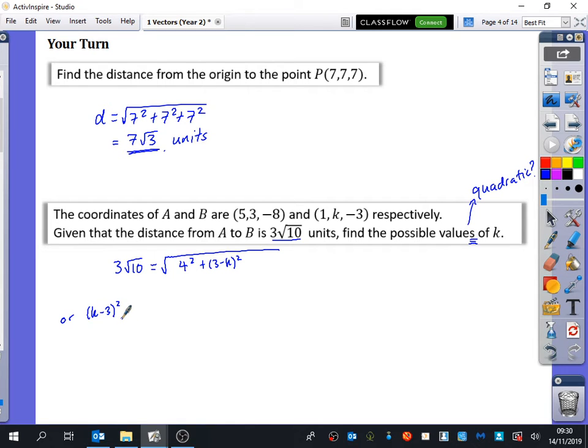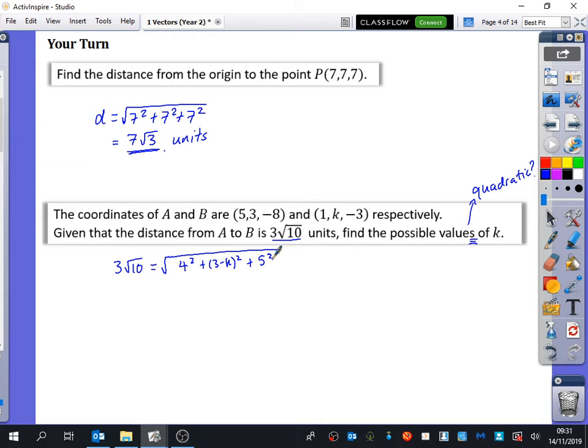Okay, so you could have done it with k minus 3. I probably would have done k minus 3, just because I feel like that's more familiar for my brain to recognize than this. But we've done that one, so we'll stick with it. And what's the difference between the z coordinates? 5, so it's just going to be a plus 5 squared.